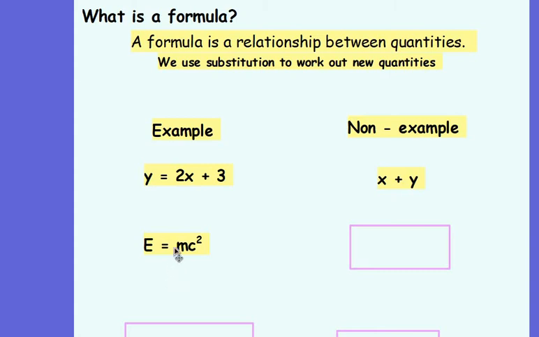Here's an example. E equals mc squared. You might have come across this one in science. Also on the Big Bang Theory if you watch that. Again, it's got this equal sign which shows us how these two quantities are related. Here's a non-example. E equals 12. How is E related to anything? That just tells us what the value of E is.